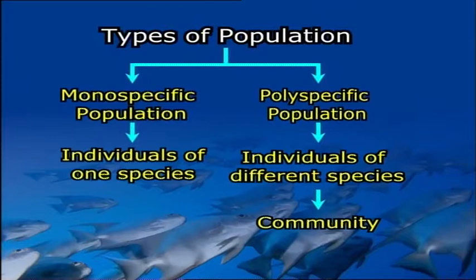Population can be distinguished into two types. Monospecific population. It is the population of individuals of only one species. Polyspecific or mixed population. It is the population of individuals of more than one species, and it is generally referred to as a community. The population of a species generally arises as a result of reproduction, active transport of individuals, or their passive transport by agencies such as wind, water, etc.